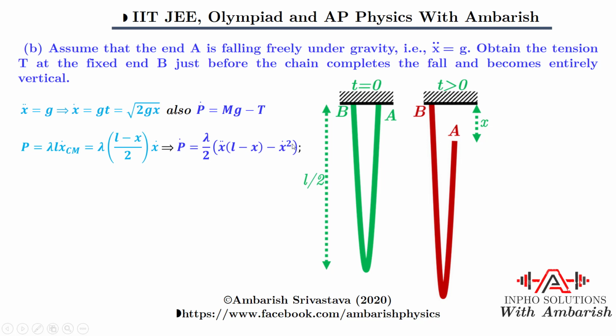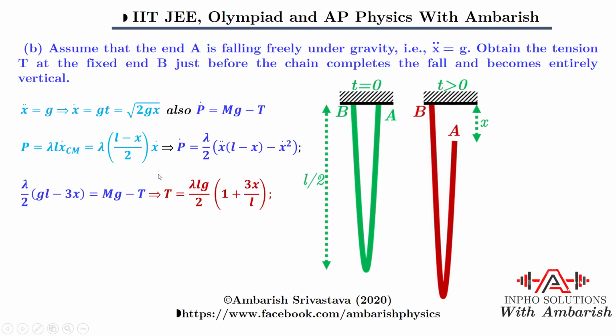Now what do I put for x dot square? x dot square is nothing but 2gx. And what is x double dot? x double dot is g. So you just put g over there and 2gx over there, and you can simplify this. And you see, this is also P dot and this is also P dot. So we can equate the RHS of these two equations.